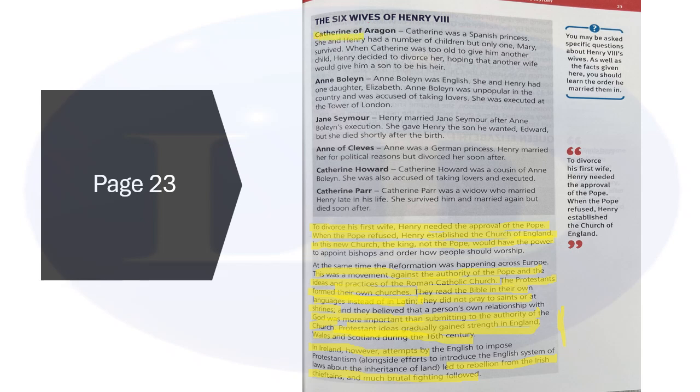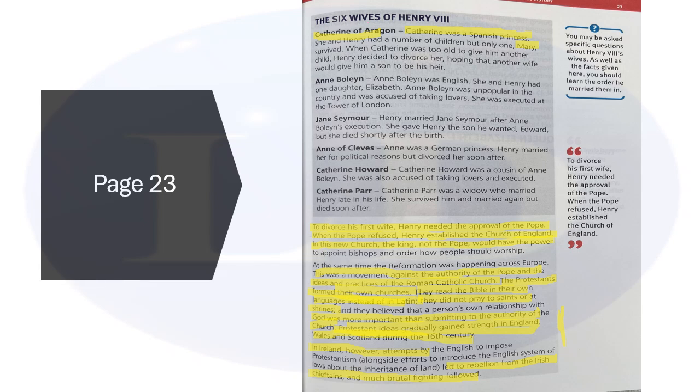Number 1 is Catherine of Aragon. Catherine was a Spanish princess, and she and Henry had a number of children, but only Mary survived. So the question would be, was Catherine a Spanish princess, a German princess, or an Italian princess? Your answer would be Spanish princess. So she had many children, but one survived, and her name was Mary, who was the eldest.